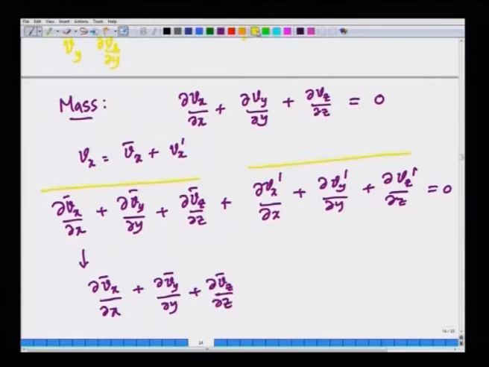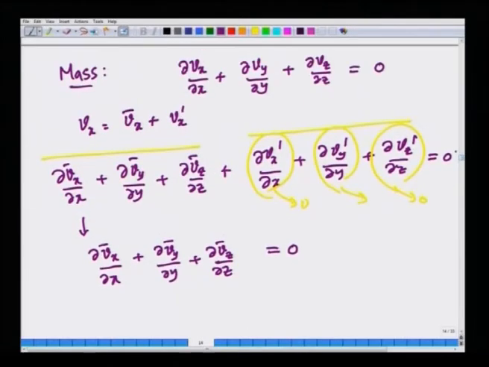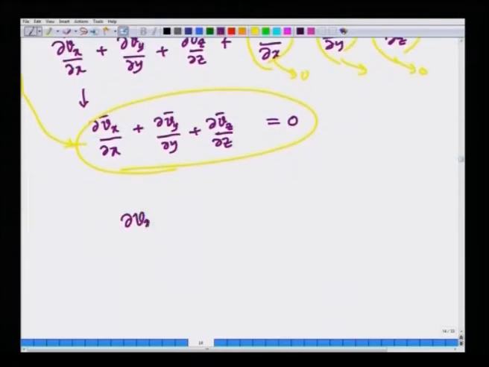But if I time average each of these terms, it will give you 0, because these are linear in the fluctuating quantity. So, I will get one relation: the mean velocities also satisfy the same continuity equation, partial V x bar by partial x plus partial V y bar by partial y plus partial V z bar by partial z is 0. Now, I subtract this from here, after using V x is V x bar plus V x prime, and then I get that the fluctuating quantities obey this equation, which is also the same as the continuity equation, the mass conservation equation.